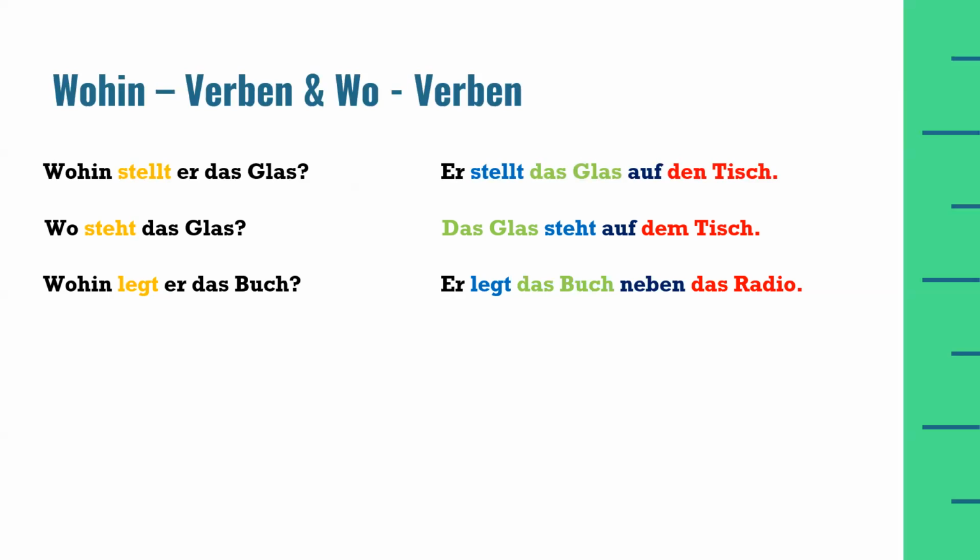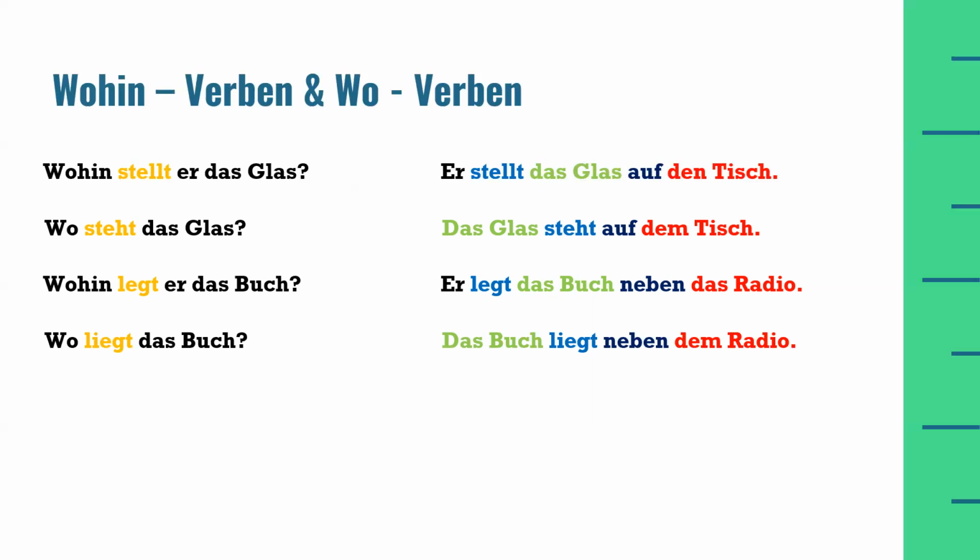Therefore, we have started the question with the question word wohin. Wohin legt er das Buch? And in the answer, er legt das Buch neben das Radio. Now, again, we are using neben as a preposition, which is again a two-way preposition. Because of the movement, this preposition will act like an accusative preposition, and we will use the article das from the accusative case for the neuter noun Radio.